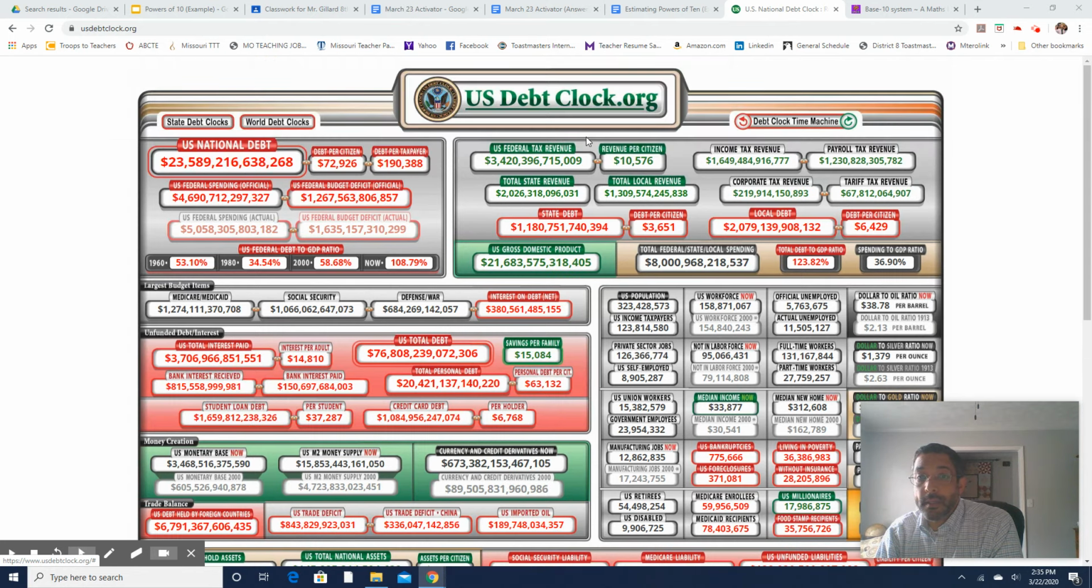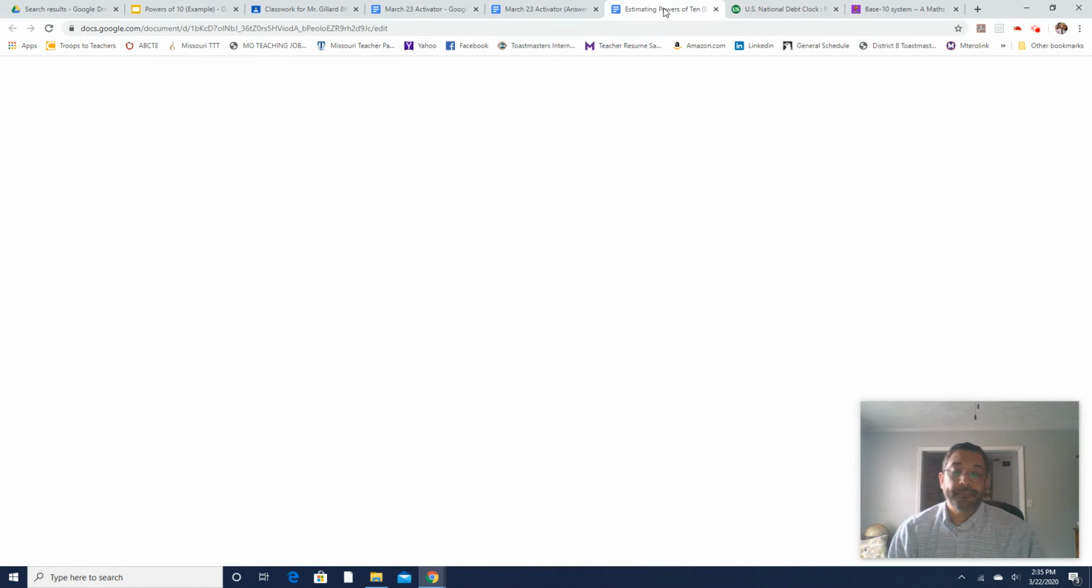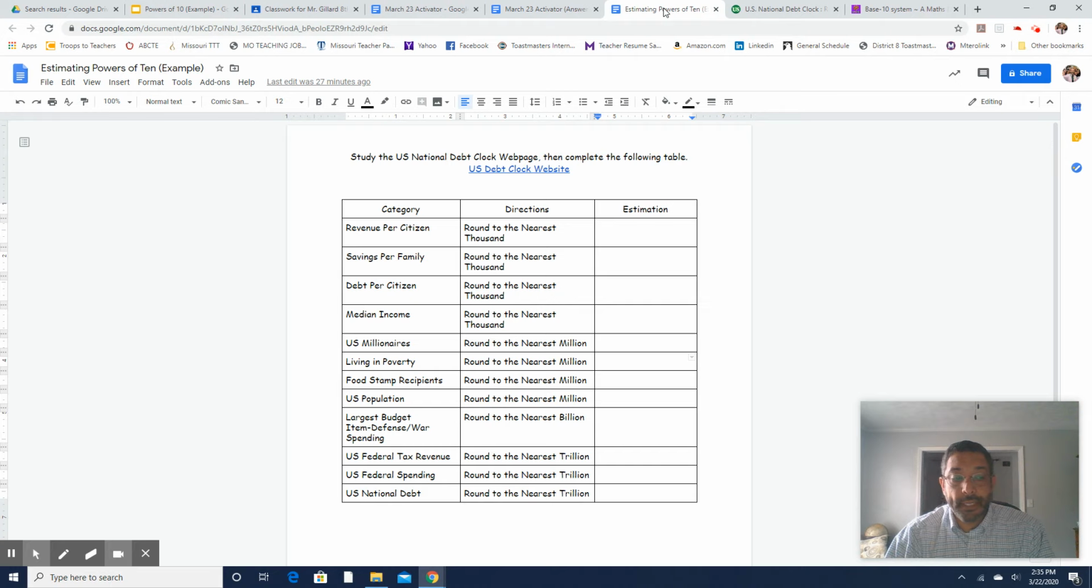So what we're going to do is, if you open up the next Google document called Estimating Powers of 10, on the Estimating Powers of 10 site, what you see here is you're going to read each category, and then the directions are to round to the nearest 1,000, and then you're going to estimate. Okay, so like the instructions say, study the U.S. National Debt Clock webpage, then complete the following table. And then here is the link to go to the website that I was just on.